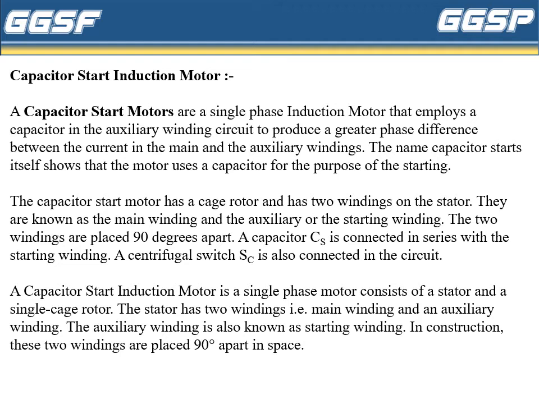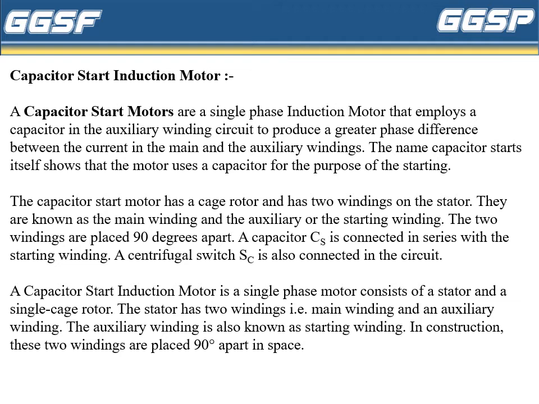The capacitor start motor has a cage rotor and two windings on the stator. They are known as the main winding and the auxiliary winding. The auxiliary winding is also known as the starting winding. The two windings are placed 90 degrees apart. A capacitor Cs is connected in series with the starting winding. A centrifugal switch SC is also connected in the circuit.